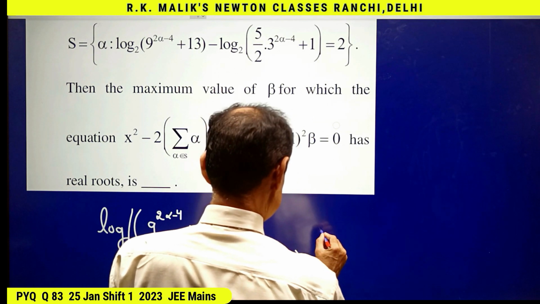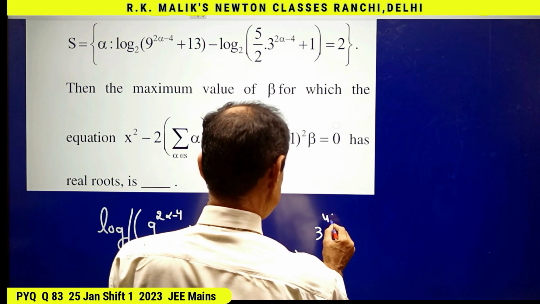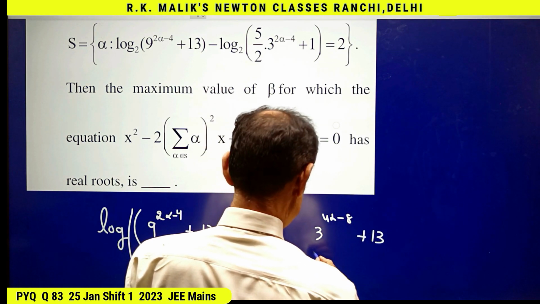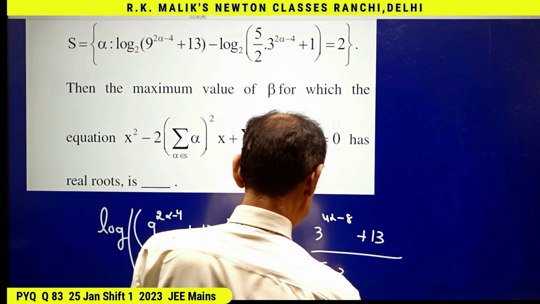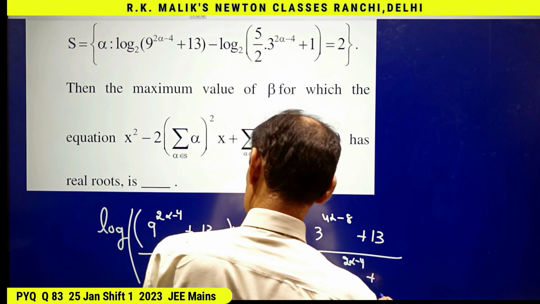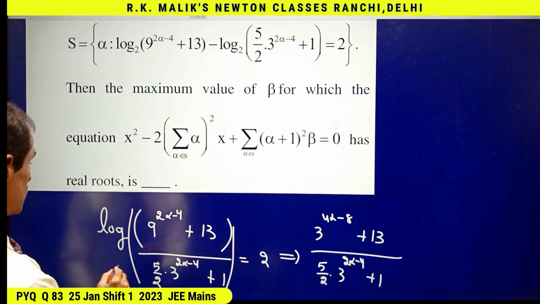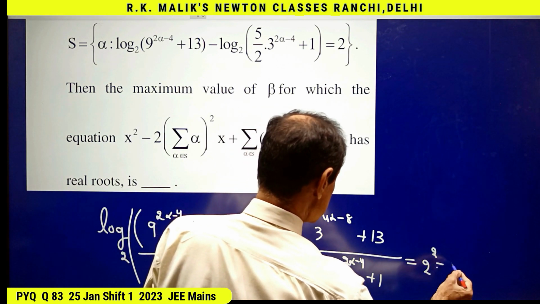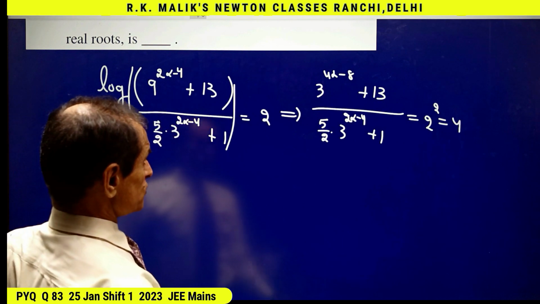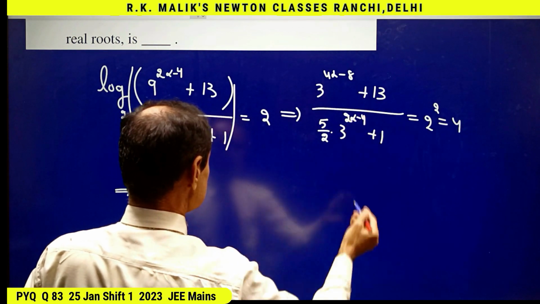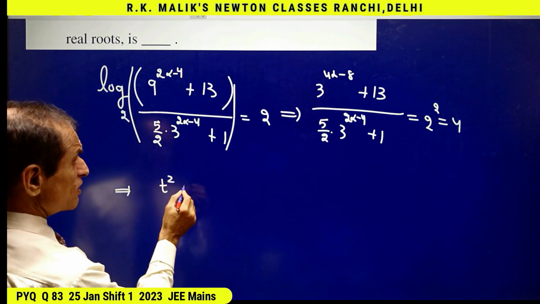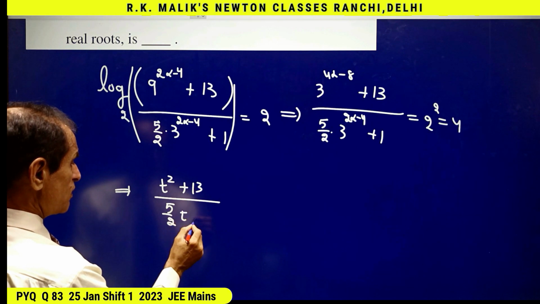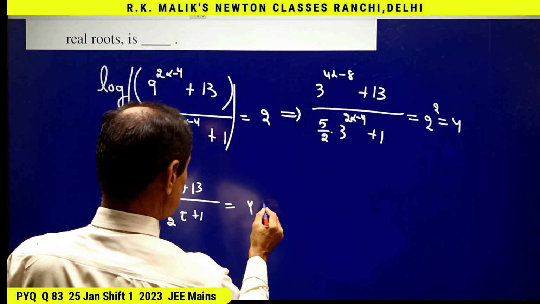This implies that (3 to the power 4 alpha minus 8 plus 13) upon (5/2 into 3 to the power 2 alpha minus 4 plus 1), and because the base was 2 here, therefore we will be getting 2 to the power 2, that is 4. Now for simplicity, let us name this as t. I get (t square plus 13) upon (5/2 t plus 1) equal to 4.